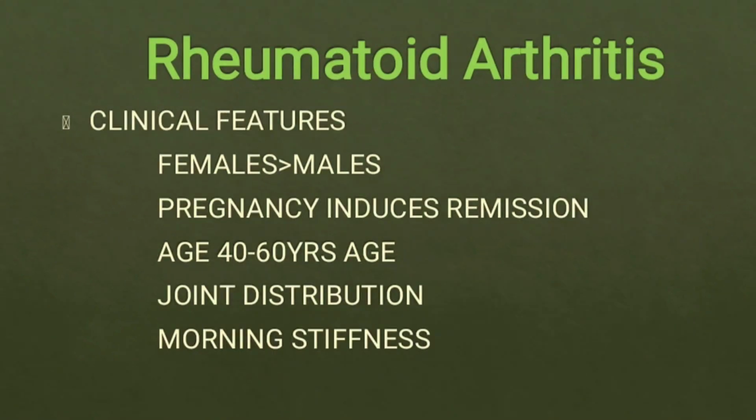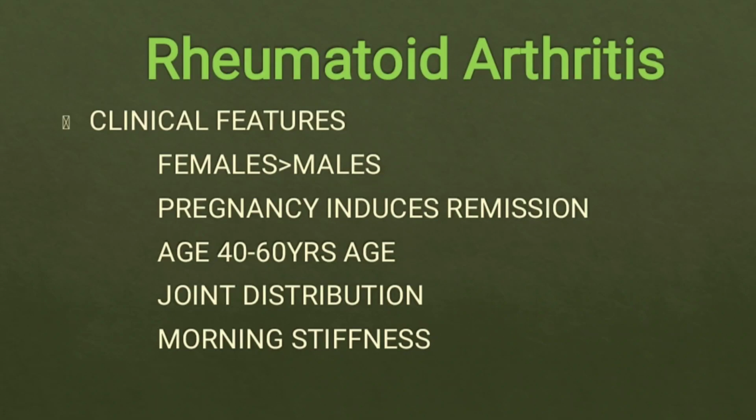Let's see the clinical features of rheumatoid arthritis. Females are more commonly affected than males, and pregnancy induces remission, and the age most commonly seen is 40 to 60 years. The clinical features are mainly morning stiffness, which is the most common complaint given by the patient, and we need to observe joint distribution, and we see tender and swollen joints.